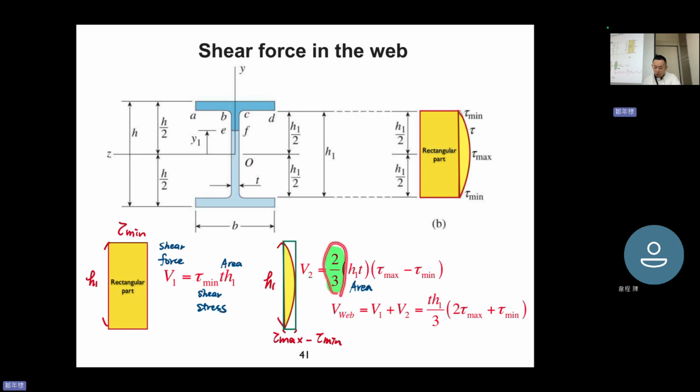Okay, so this ratio is the area percentage of all these rectangle. Okay, 2/3, 2/3. So this part is 1/3. Okay, this part is 1/3, and this part is 2/3 of the rectangle area shape. So you sum up y1 and y2, and you can get V web is blah blah blah. Well, it's not really important, but it's just a concept that if you have the shear stress and you just multiply by the area, you can get the shear force.